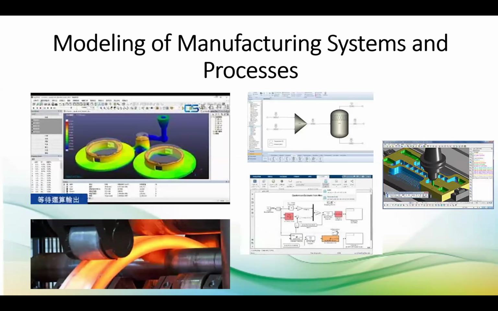This shows some examples. The first one is showing some casting software, then machining software is there. QForm is a forging software. The bottom one is a MATLAB Simulink model, Aspen. So every manufacturing system can be modeled. The modeling of systems is a vital part of manufacturing systems nowadays.